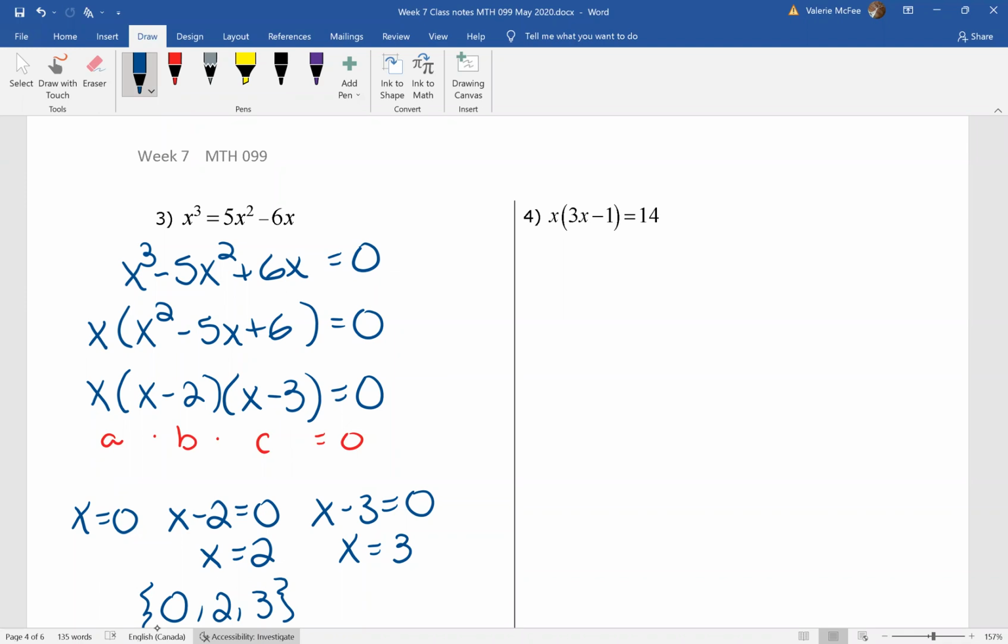So here's an interesting question. It's factored already. But we can't use this factoring. The first thing you do when you see a question like this is open the brackets and then let one side equal 0. Why don't you pause your video, give this question a try.